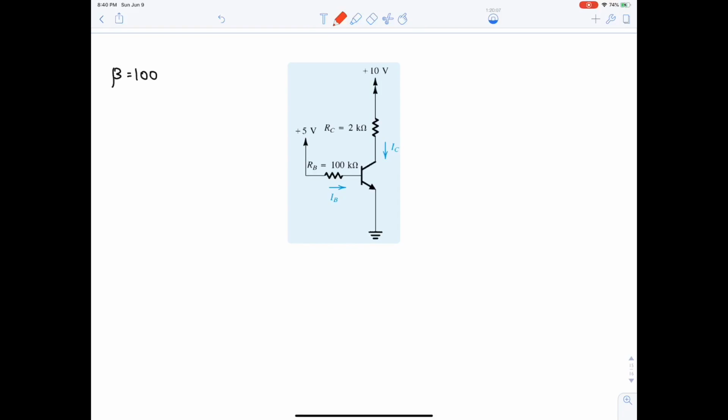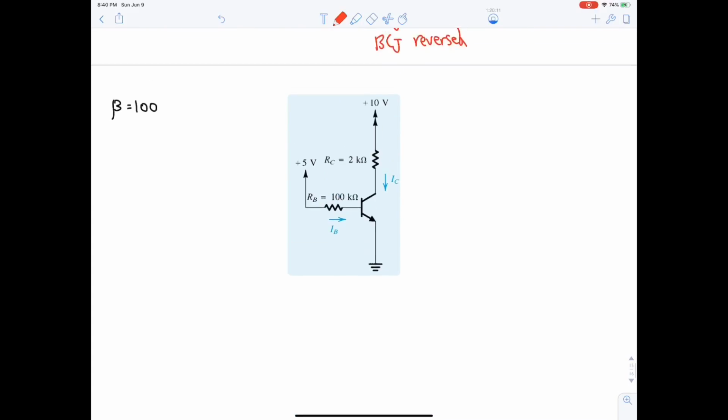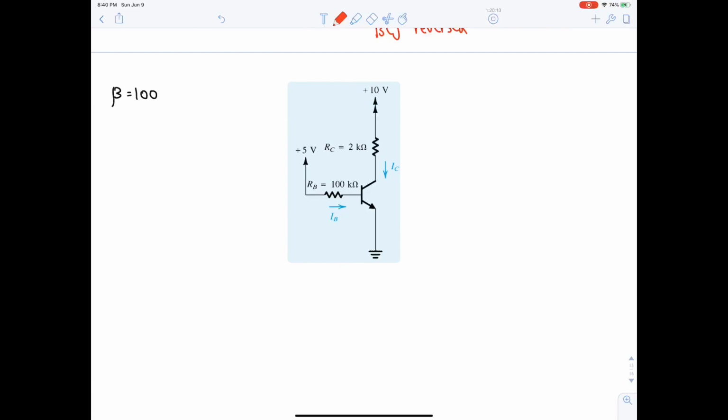Okay, two more questions and we will be done. Yes, let's solve this question. The type of transistor is NPN, then we will label. This is VE, IE, this is VC, this is VB. Then the list: VC, VE, VB.